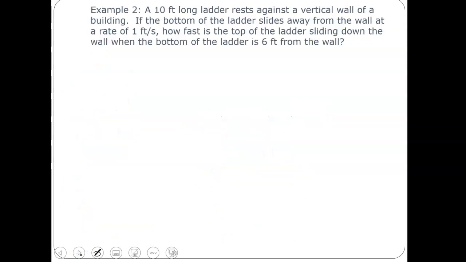I feel like the ladder problem is iconic, yet you'll never see it on the AP exam, but it's like the one you start with when we talk about the Pythagorean theorem and we talk about related rates. So a 10-foot ladder is resting against a vertical wall of a building. So here's the wall of my building. Here is my 10-foot long ladder.